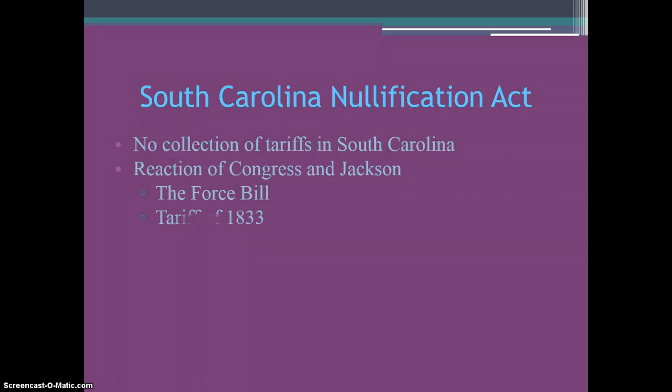However, in 1833, a tariff was passed as a compromise tariff. This act stated that import taxes would gradually be cut until 1842, when import taxes would match the levels set in the tariff of 1816.